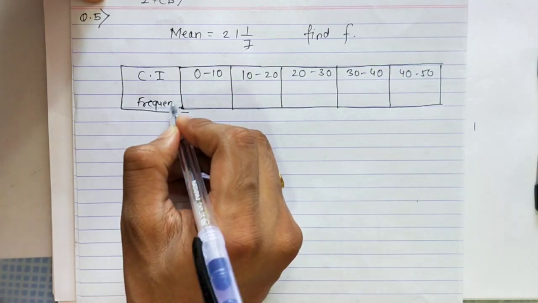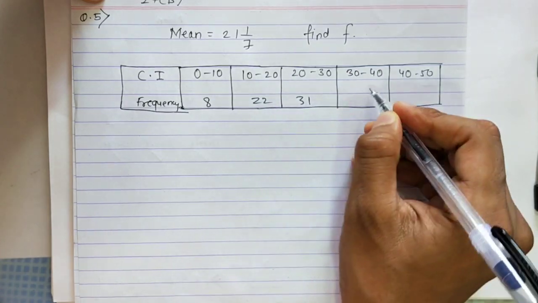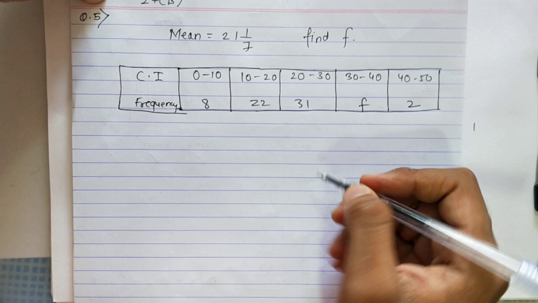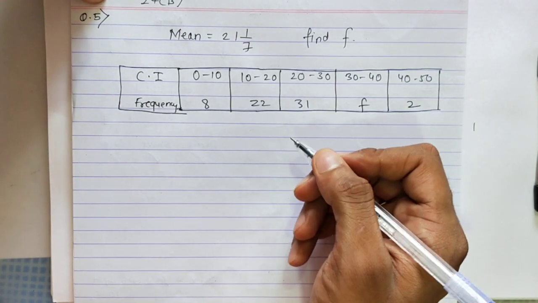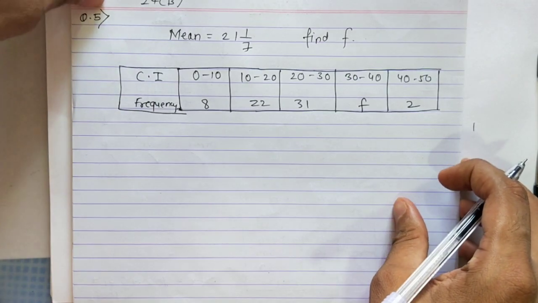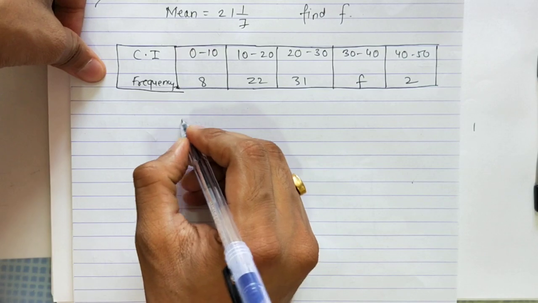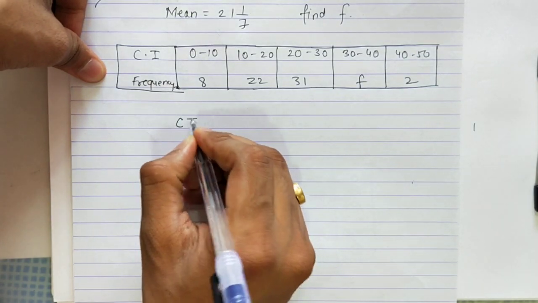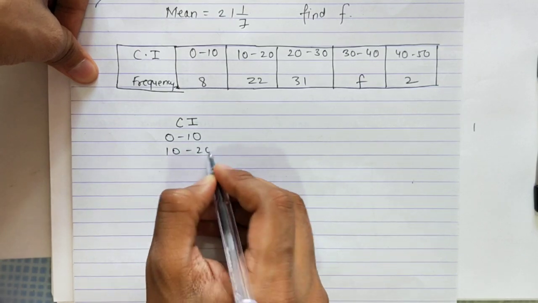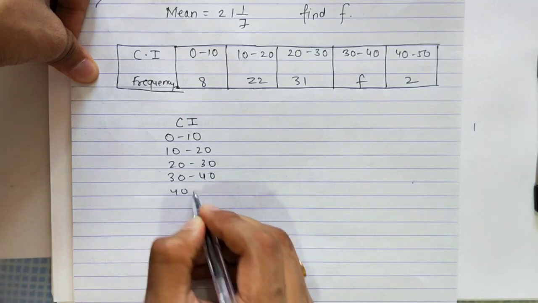The first row is always the class interval, the second row is the frequency, and the values are this. This value is unknown, f. The last value is 2. Now they have not mentioned which method we should use, so we'll use the direct method. The direct method is a simple one where we find fx. So let's draw the table, with the class intervals 0 to 10, 10 to 20, 20 to 30, 30 to 40, and 40 to 50.